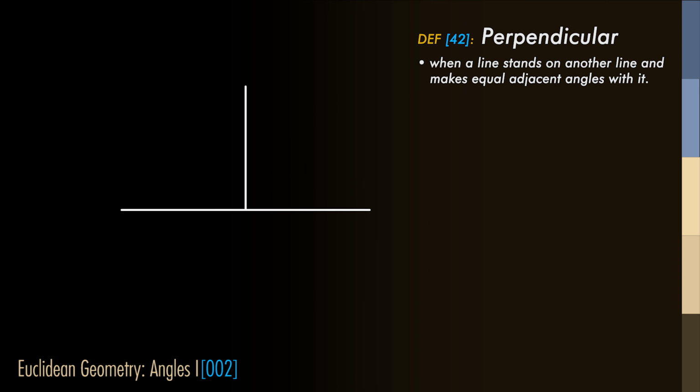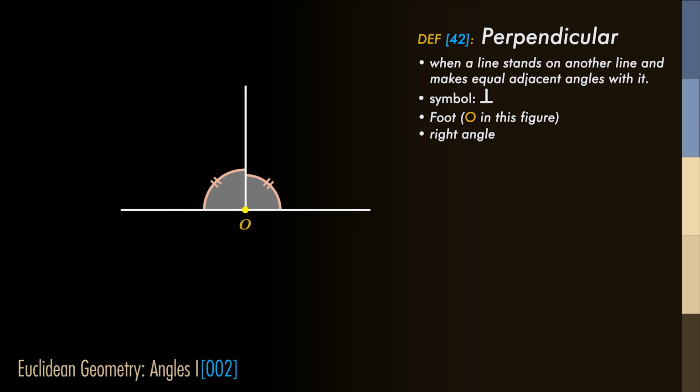When one line stands on another and has adjacent angles at both sides that are equal, then we call the line standing on the other the perpendicular on that line. Perpendicularity is noted by a special symbol. The point where the two lines touch is called the foot of the perpendicular. We call those angles right angles. Right angles are also often drawn with a square angle drawing.